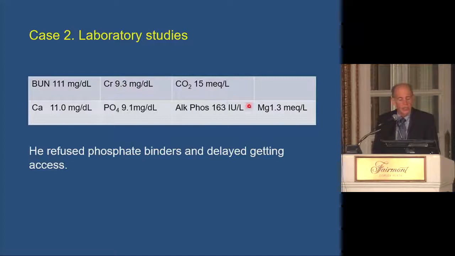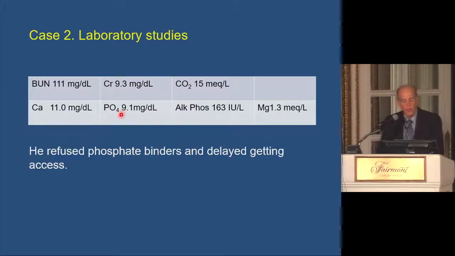When we first saw him, his CO2 was 15, significant metabolic acidosis. Not part of our lecture today, but we know that treatment of metabolic acidosis with sodium bicarbonate has been shown in at least 1 and now 2 studies to prolong renal survival. That's well outside the realm of what we're talking about today. His calcium is 9.3, creatinine 9.3, BUN 111. So the guy's got significant CKD. His calcium is high. His phosphorus is high. This is a bad combination.